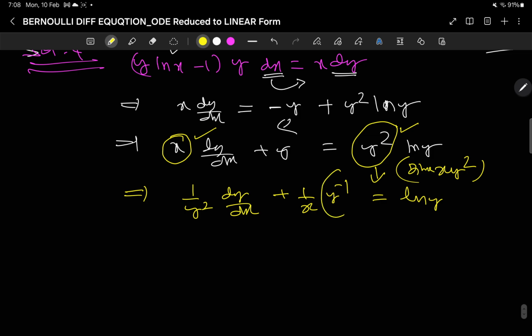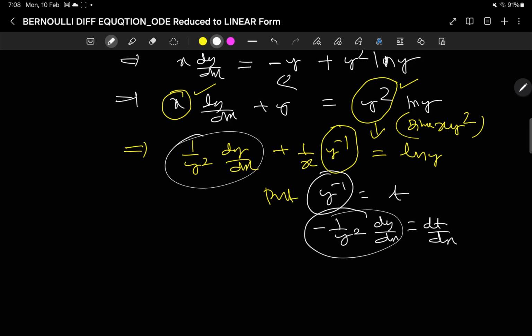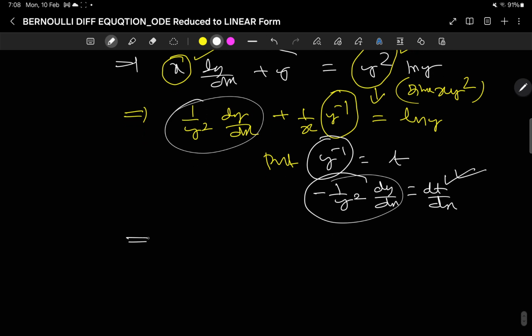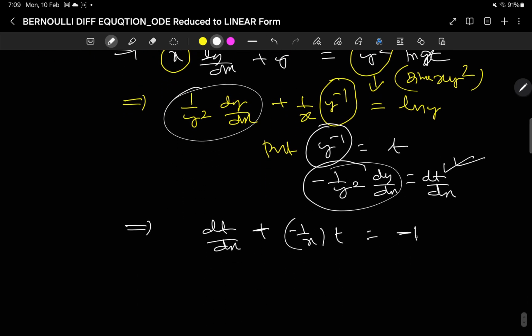So now we substitute another variable, put y to the power minus 1 is equal to t. The derivative of y to the power minus 1 is minus 1 by y square dy by dx, which is dt by dx. So now you substitute this here. So this will be dt by dx, the minus sign is there, I multiplied, so minus plus minus 1 by x t is equal to minus of ln x. So it is minus of ln x.